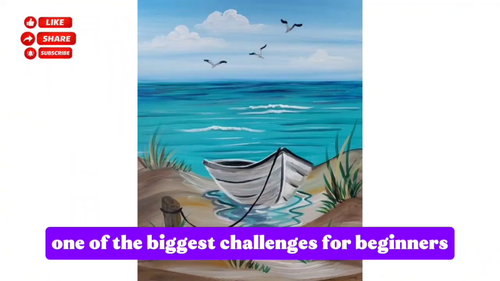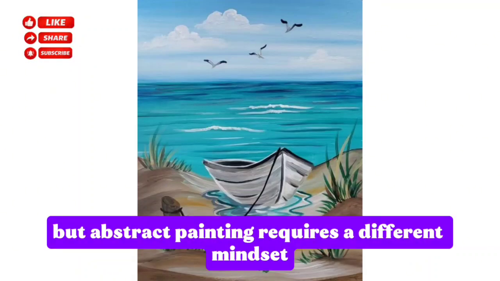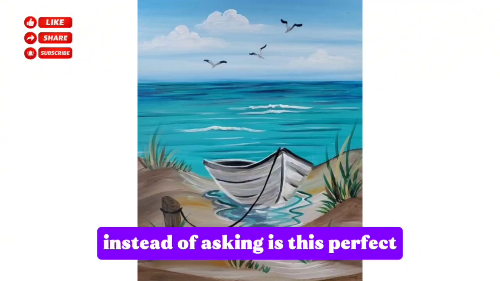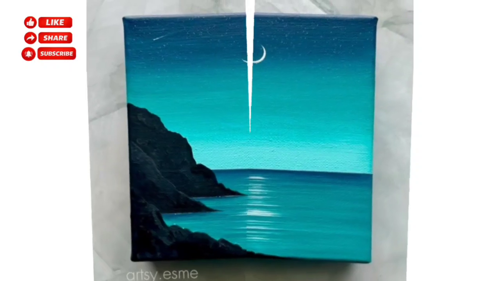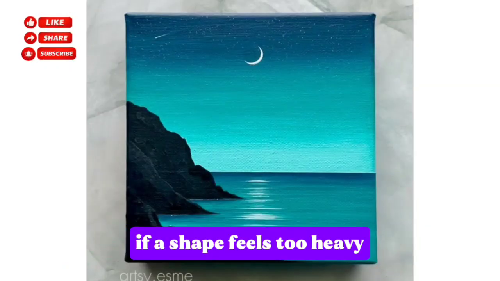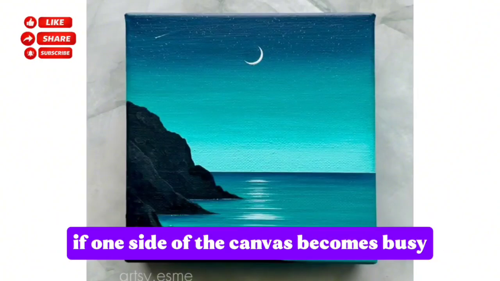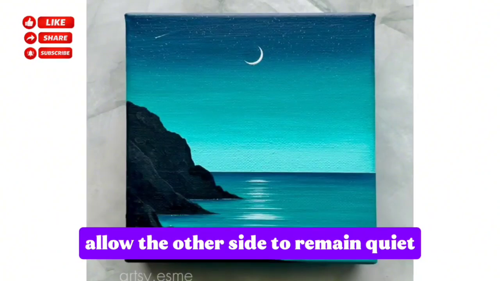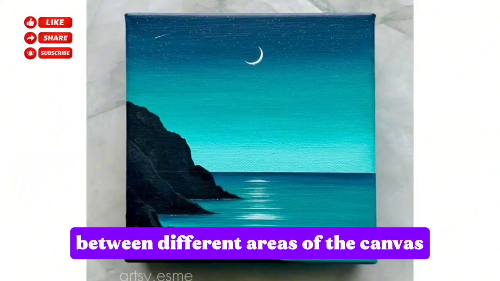One of the biggest challenges for beginners is the desire to correct every mark. But abstract painting requires a different mindset. Instead of asking, "Is this perfect?" ask, "Is this interesting?" If a brushstroke creates energy, keep it. If a shape feels too heavy, balance it with a lighter shape somewhere nearby. If one side of the canvas becomes busy, allow the other side to remain quiet. Painting is a conversation between different areas of the canvas.